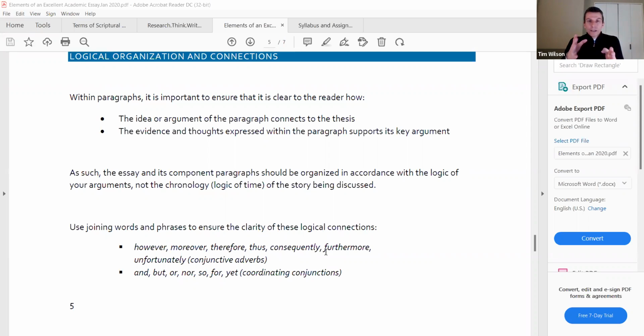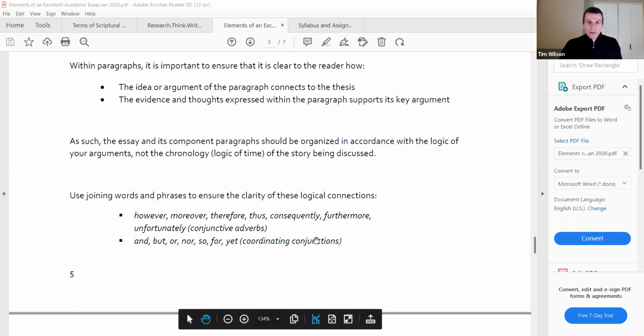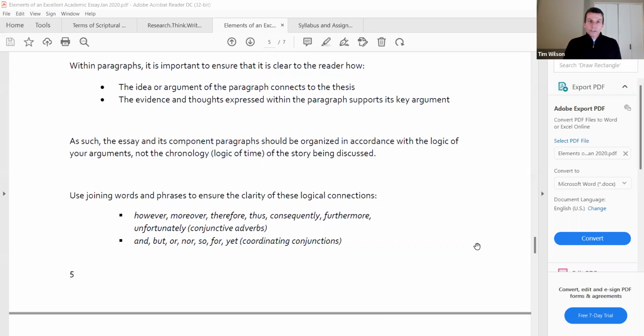And make sure that there's logical connections between the paragraphs. And for both of those, I think that the best trick I would point you to is really trying to think about, do I need to use any of these joining words, let's call them here, that help to clarify logical connections. So conjunctive adverbs such as however, moreover, therefore, and coordinating conjunctions: and, but, or, not.